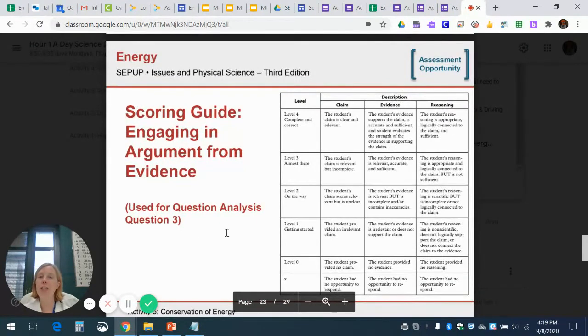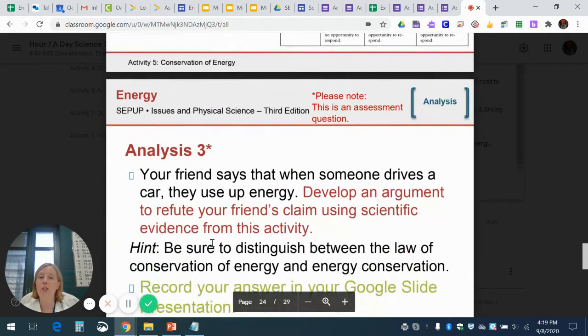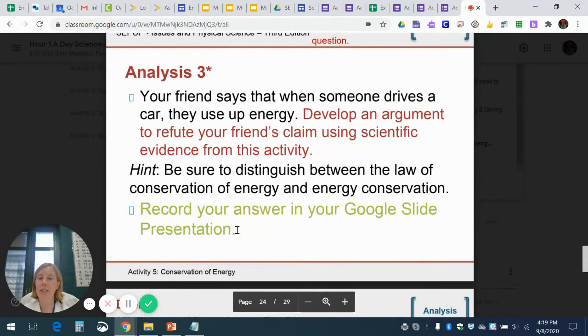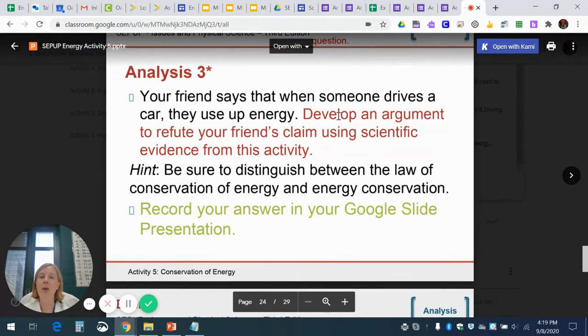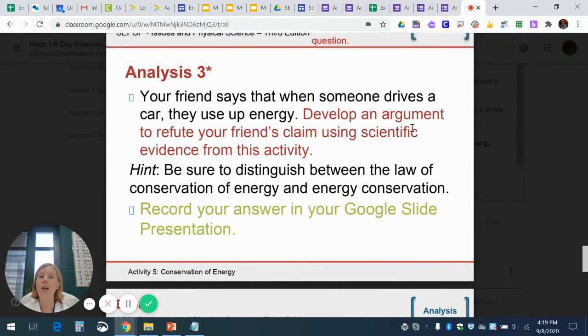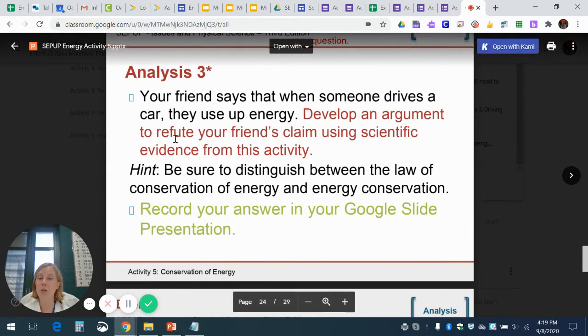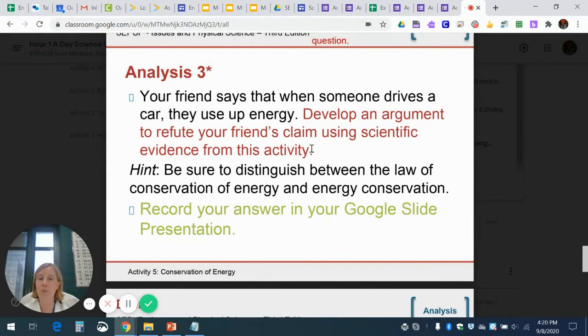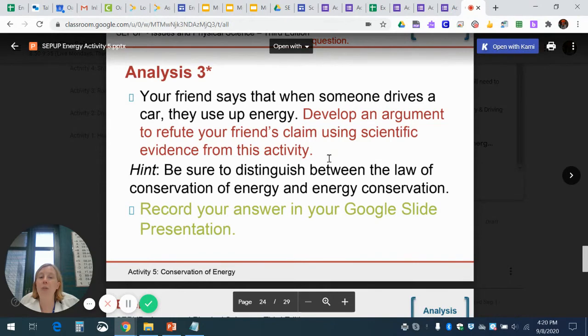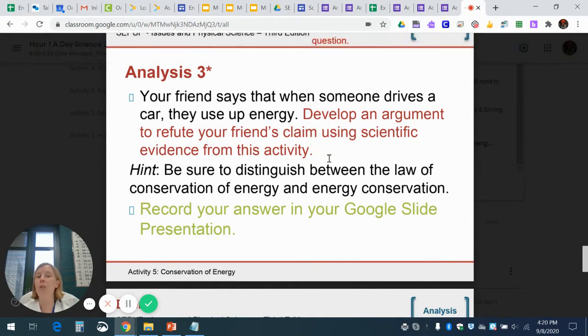For question 3, it is an assessment question. So on question 3, I'm looking a little bit more closely at what you write to make sure that you understand this idea of the law of conservation of energy. So you're going to have to write more than a sentence. It says, your friend says that when someone drives a car, they use up energy. You need to develop an argument to refute or to go against your friend's claim using scientific evidence from this activity. In other words, you're using vocabulary.